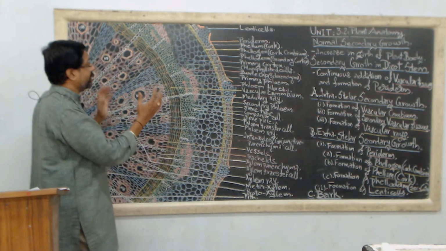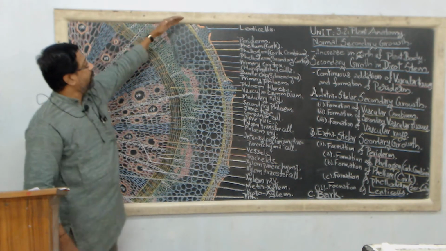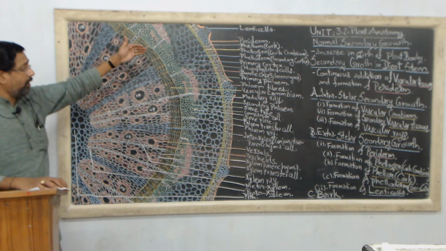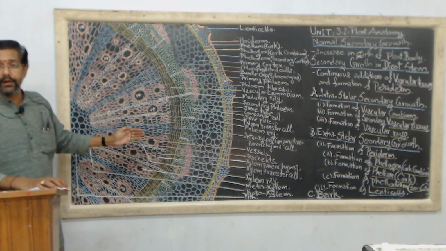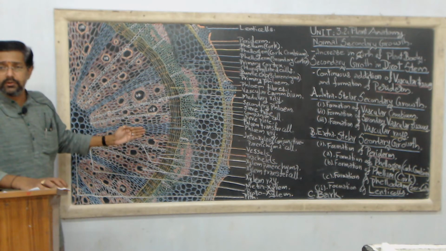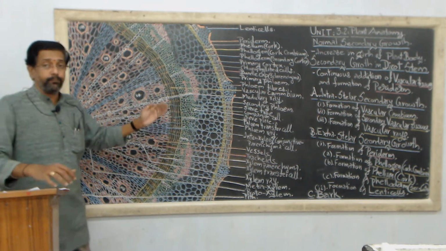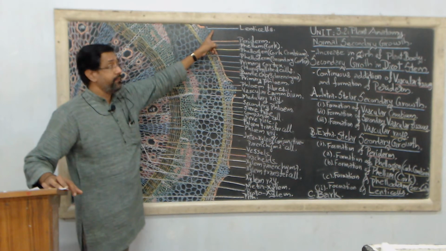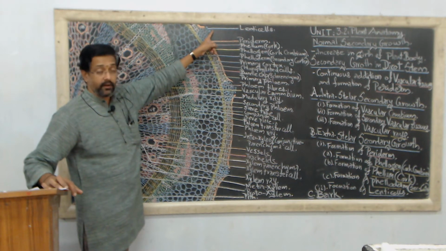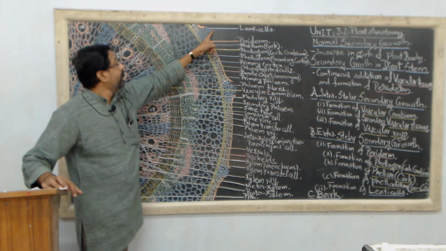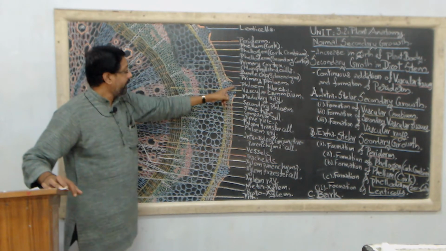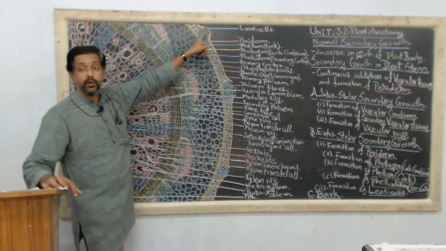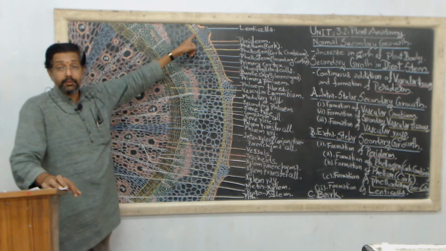So, coming to the structural details, from outer to inner region, what are the tissues or components occupied in secondary growth in a dicot stem? Here we can see the outer lenticel. It is the peripheral outermost layer of the stem showing broken areas here and there, and these are called lenticels. They contain loosely packed thin-walled parenchyma cells.